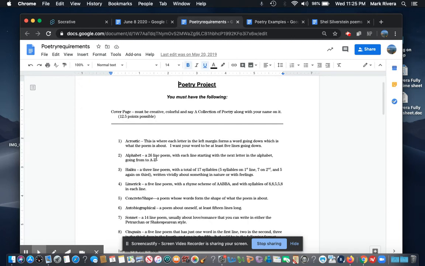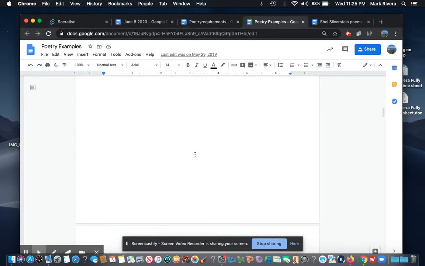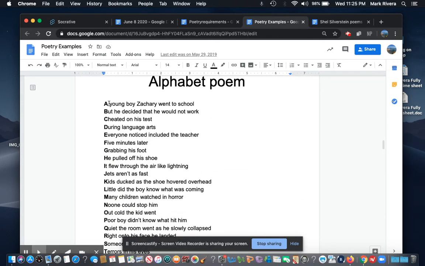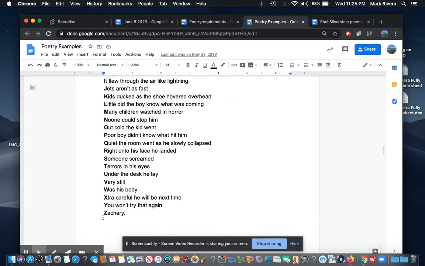The second type is an alphabet poem. You just use every single letter of the alphabet, and it's similar to the acrostic. Let's go down. This is the alphabet poem. I start with the letter A, and I end at Z. Now, there are certain letters that are a little bit tough to use, so you have to be a little bit smart about it. It's like the letter X. There's not really too much, so you have to cheat and use something like extra or extraordinary. Same thing with Q. Q might not be so easy.